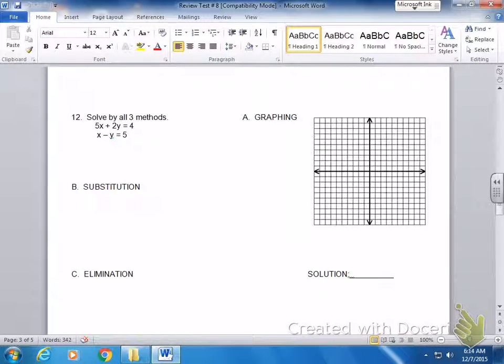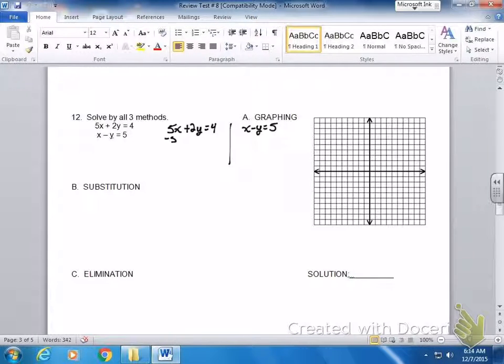It does say elimination as well. That will be an option on your test, but we just did one. This one's actually a little bit easier in the elimination area. So let's go ahead and look at this one. We're going to do A first, the graphing. Remember, when we have to graph, we got to solve for y. So I have my two equations. 5x plus 2y equals 4. And then my other equation, x minus y equals 5. So I'm going to solve both of these for y, and then I'm going to graph them.